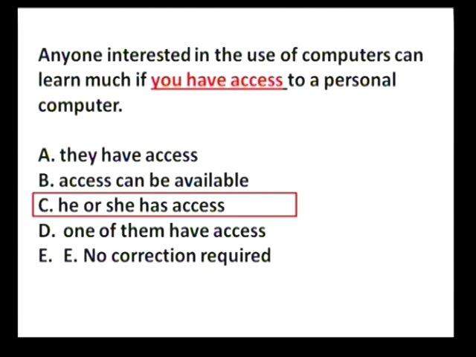Please remember, anyone, someone, no one, anything, nothing, everything, all this is considered as singular. Now when you have they, that's a plural form, so they don't match. So you need to have he or she because it's talking about singular person or singular subject here.